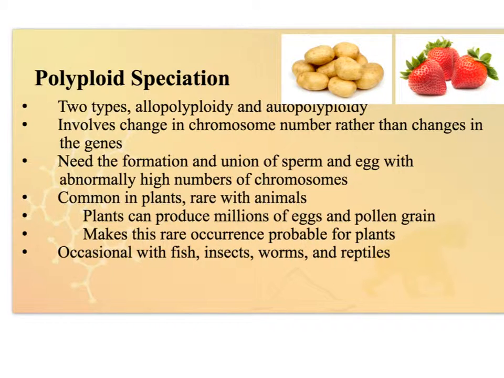This is common in plants, but rare in animals. This is due to the fact that plants can produce millions of eggs and pollen grains, which makes this rare occurrence probable for plants. With animals, it is occasional in fish, insects, worms, and reptiles, though rare.